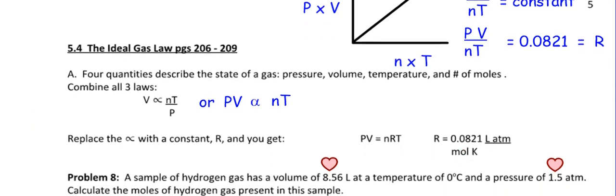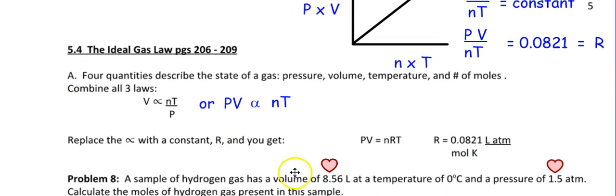So look at the first problem. A sample of hydrogen gas has a volume of 8.56 liters. Why did I put a little heart over it? Yours doesn't have a heart. I put that heart there because look at the unit. It's already in liters. I don't have to deal with it. A temperature of 0 degrees Celsius. Well, all right, you have to deal with that, at 273. And a pressure of 1.5 atmospheres. Calculate the moles of hydrogen present in the sample. Do I need to convert my volume or my pressure? The answer is no. The only thing I need to convert is my temperature.